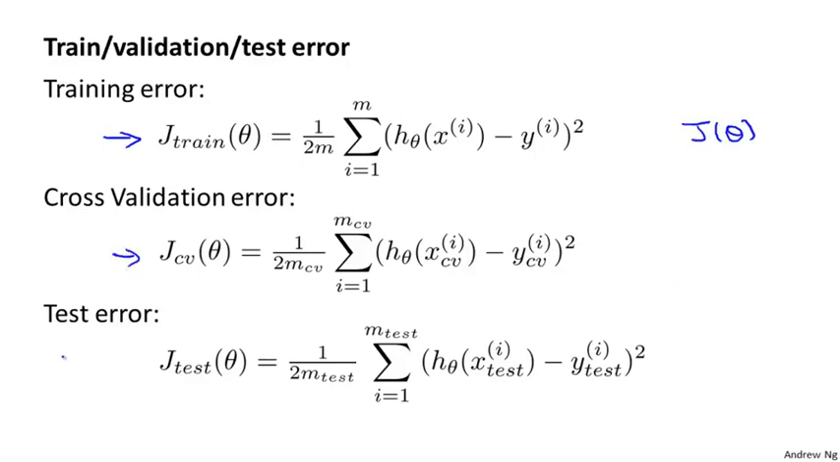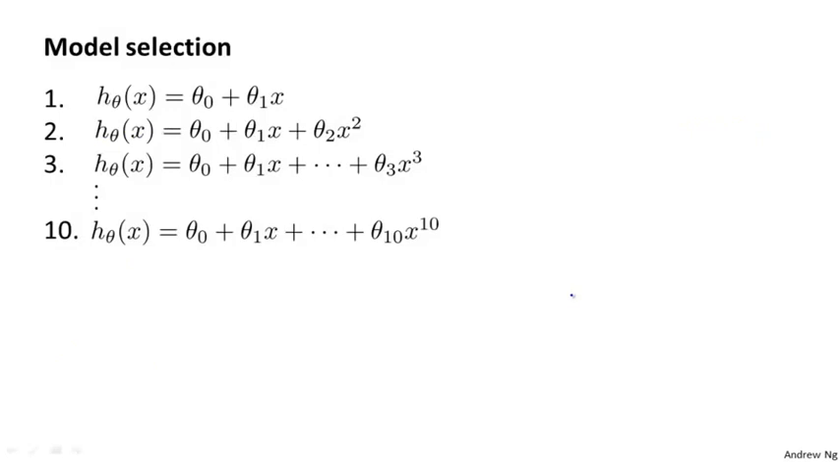And then J subscript CV is my cross-validation error. It's pretty much what you'd expect. It's just like the training error, except measured on the cross-validation data set. And here's my test set error, same as before. So when faced with a model selection problem like this, instead of using the test set to select the model, we're going to use the validation set, or the cross-validation set, to select the model.